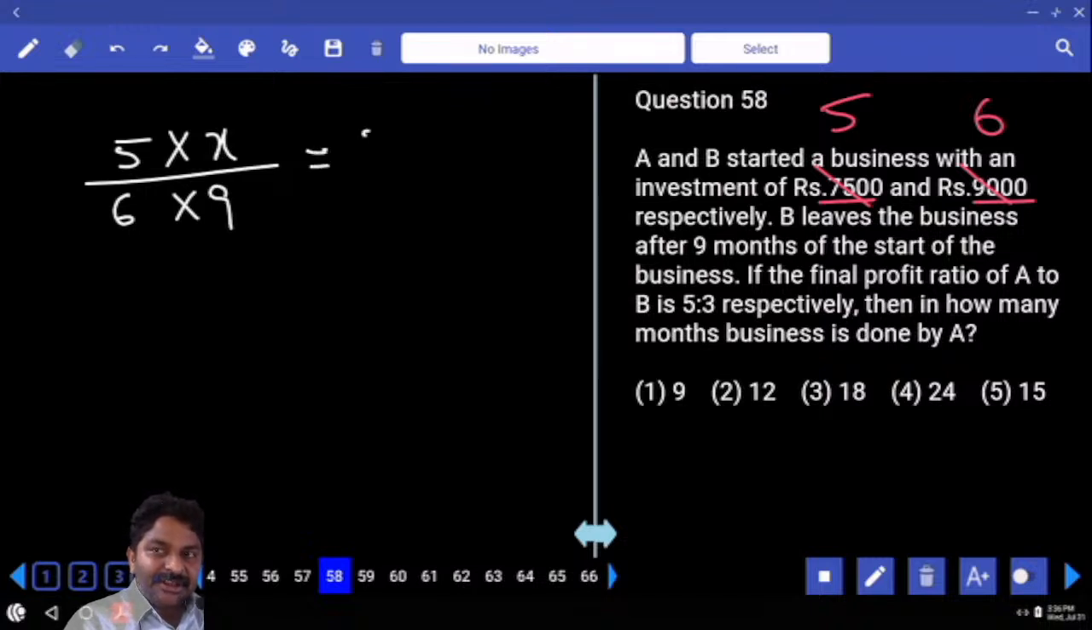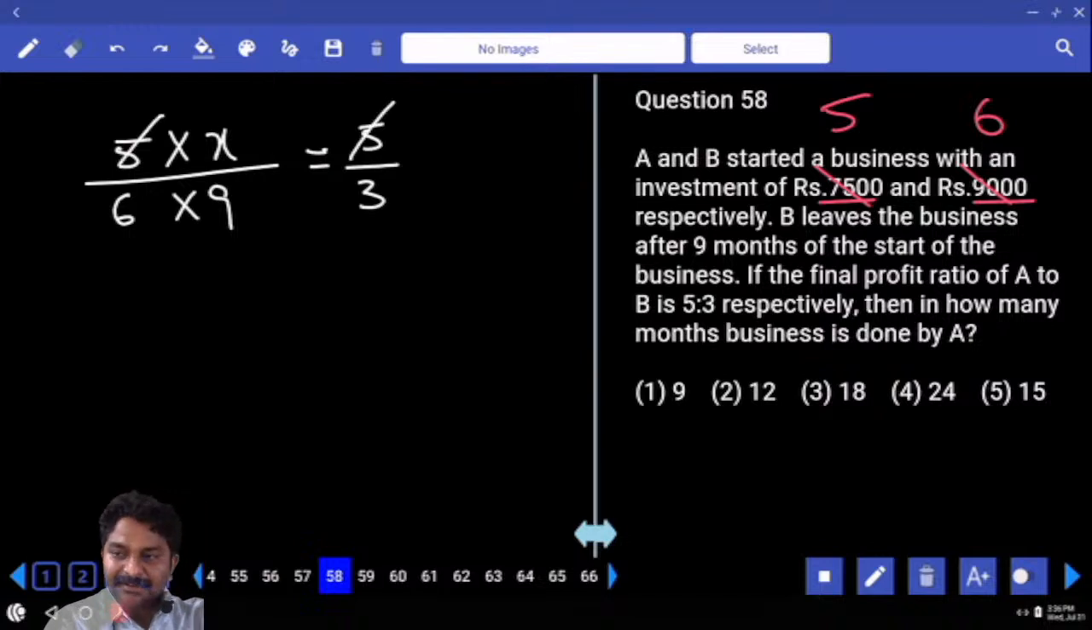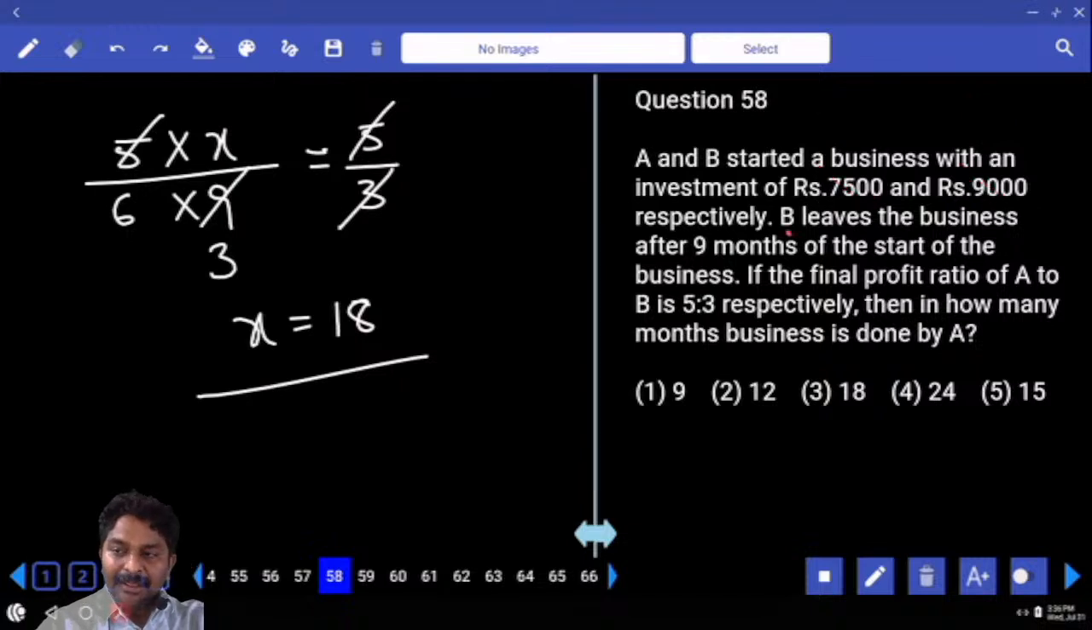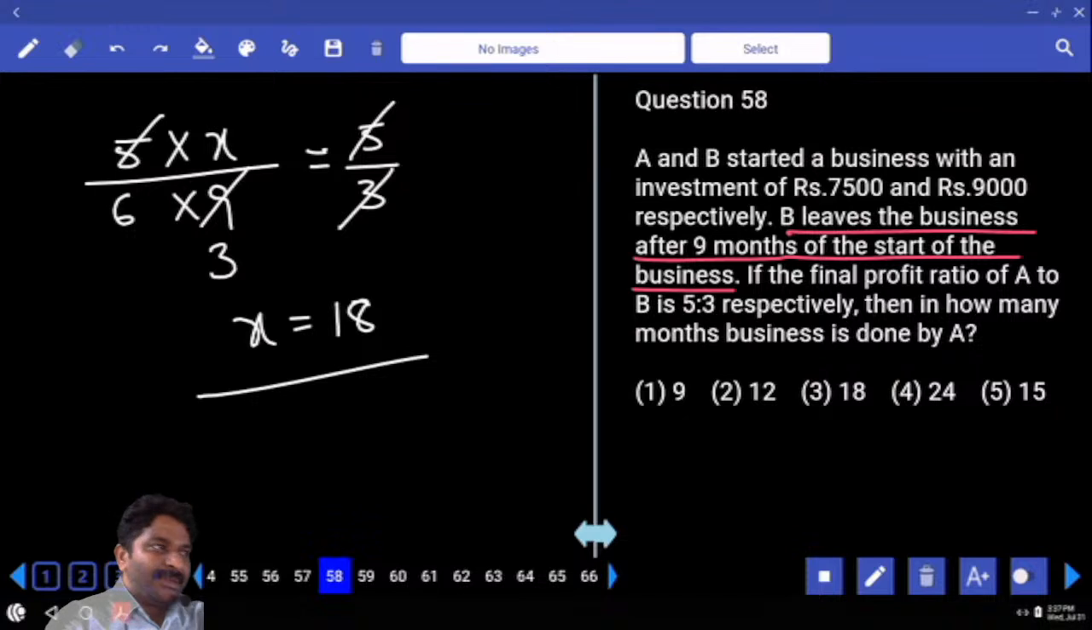And the profit sharing ratio is 5:3. 5 gets cancelled. 3 how many times? x is equal to 18. Correct? B leaves the business after 9 months of the start of the business. That is, B is there for 9 months.